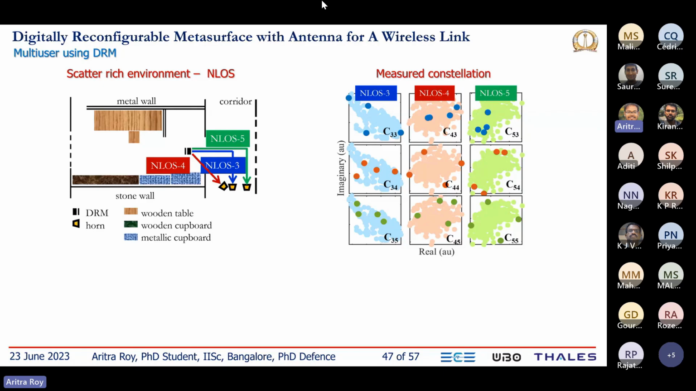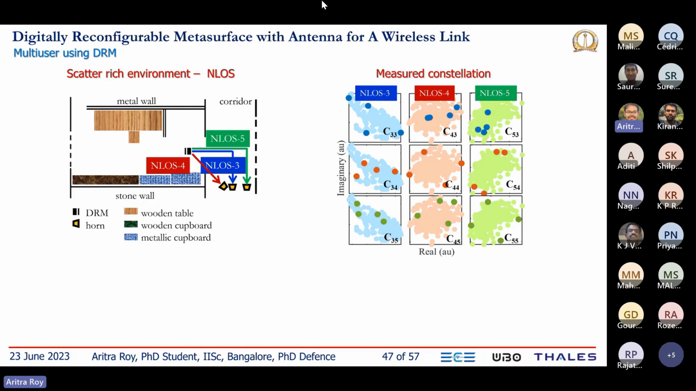What we can see for the first row is that the best symbols for the NLOS 3 user are not the best symbols for NLOS 4 and 5. Similarly, in the second row, we can see C44. C44 means the best 4 symbols selected from the constellation of NLOS 4. When we plot the same symbols for 3 and 5, we see that the best symbols for NLOS 4 are not the best for 3 and 5.